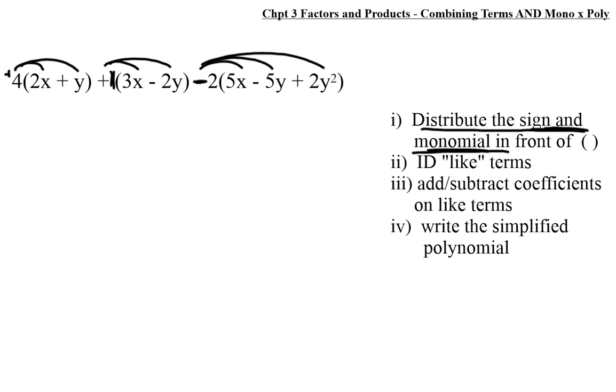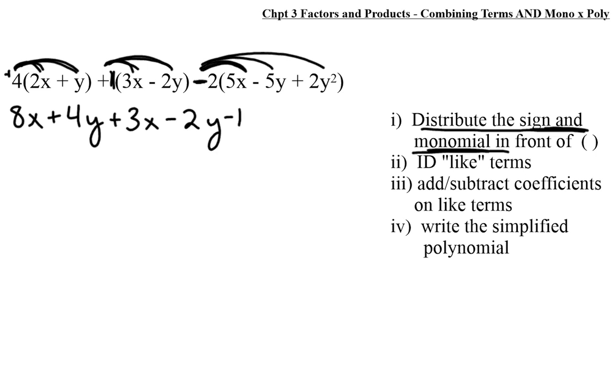So what are we left with? 4 times 2x, 8x. 4 times y is 4y. 1 times 3x is a 3x. 1 times negative 2y is a negative 2y. Negative 2 times positive 5 becomes a negative 10x. Negative 2 times negative 5y is a positive 10y because a negative times a negative. And negative 2 times positive 2 is a negative 4y squared.